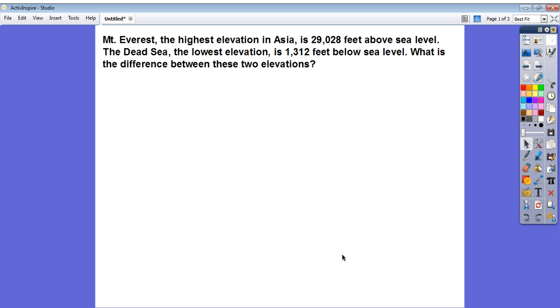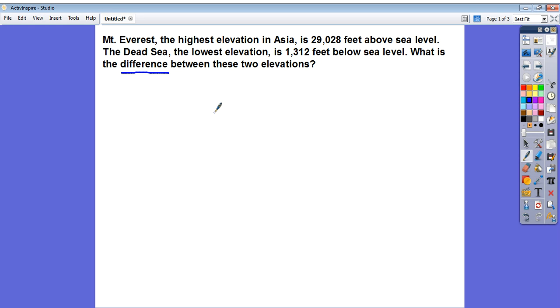Let's take a look. Mount Everest, the highest elevation in Asia, is 29,028 feet above sea level. The Dead Sea, the lowest elevation, is 1,312 feet below sea level. What is the difference between these two elevations? Well, the first thing that should jump out to you is this word difference, because of course, when you find a difference, you take one group away from another, which means you're subtracting.